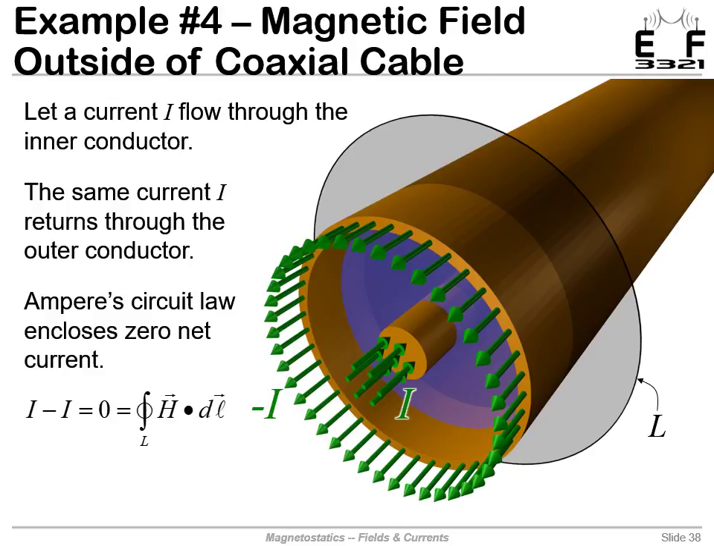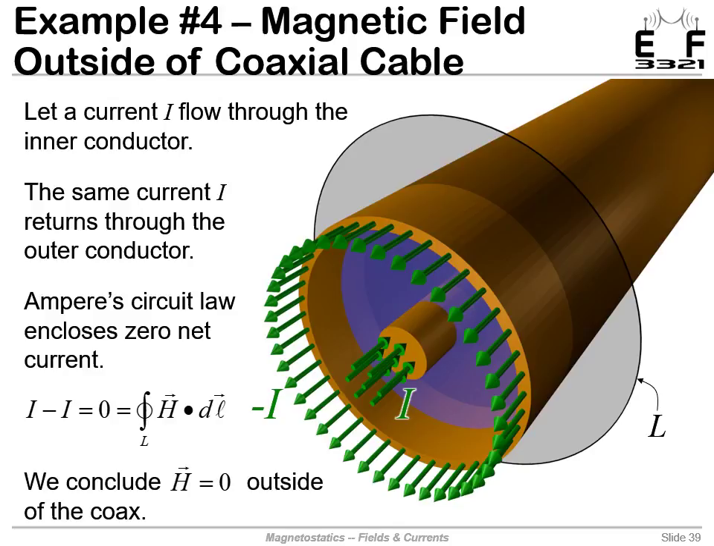Well, we know that the total current that this is enclosing has to be zero because we have just as much current going from left to right as we do right to left. So total net current inside that is zero. So the only way that we can get 0 from this line integral is if the magnetic field is also 0. So we conclude from this that the magnetic field outside of a coaxial cable has to be 0.